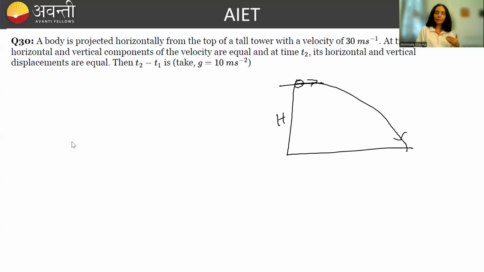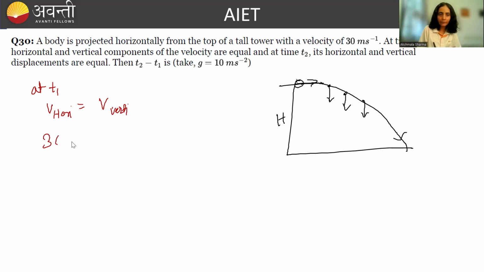Then because under effect of gravity, it will gain vertical velocity. And since there is no talk about air resistance, we will neglect it and we will say that there is no force acting in the horizontal direction, and hence horizontal velocity will remain constant throughout, right? So what we have to calculate here, it said that at time t1, its horizontal and vertical component of velocities are equal. So at time t1, v horizontal is equal to v vertical. And right now I said that horizontal velocity is not going to change. So that will remain 30 always.